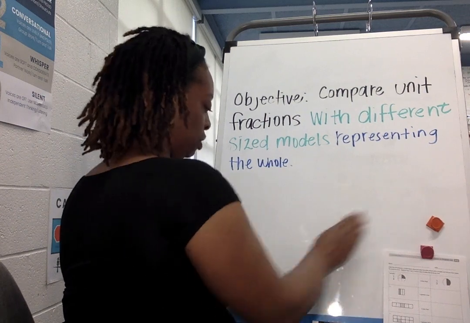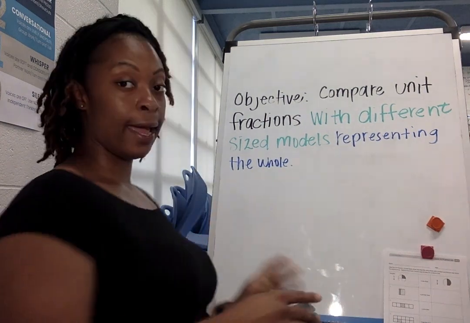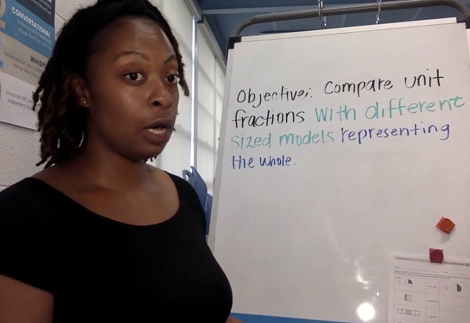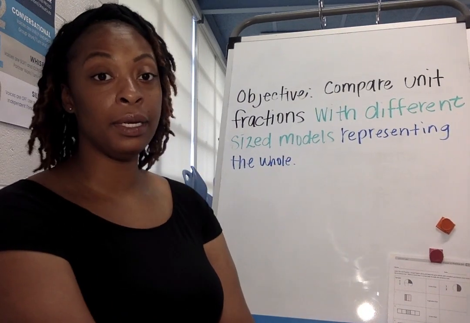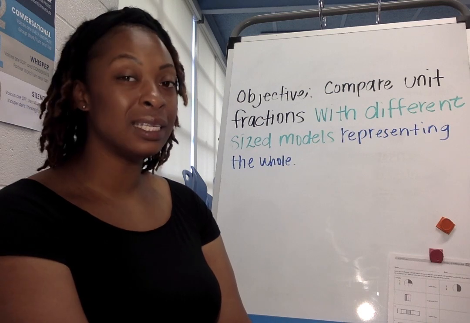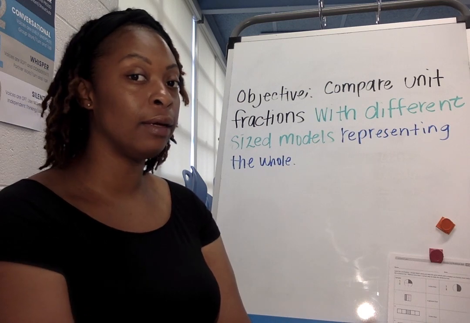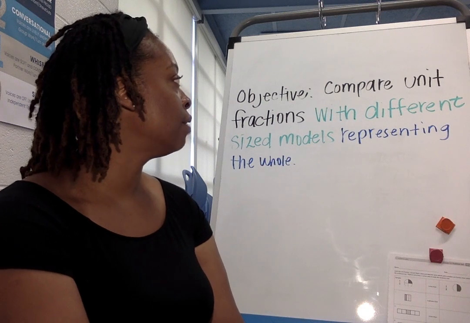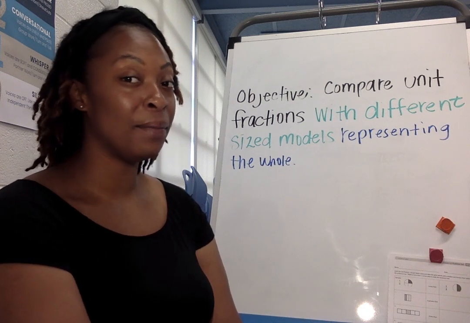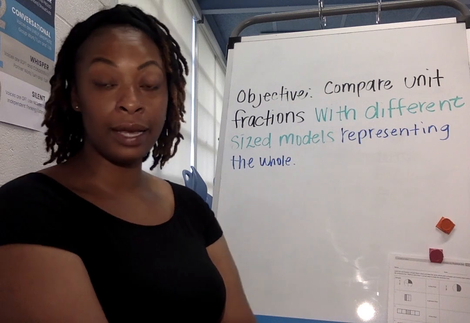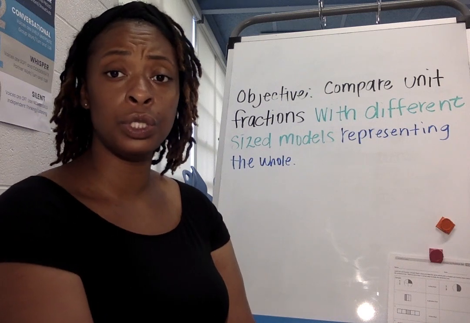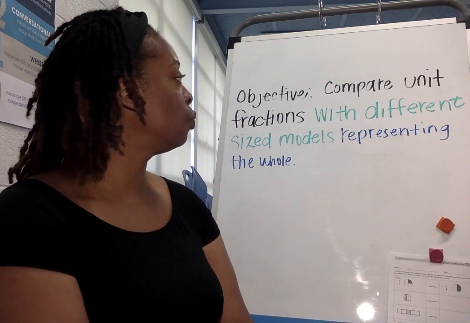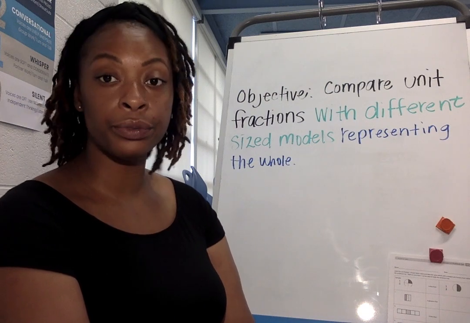And I have written my objective again up here today to make sure that you all understand what we are doing today. So I have written them in my objective statements in different colors, so we could break it down into three different parts. So first you have compare unit fractions. We know what that means. We did that last class. We looked at different fractions and determined which one was larger, which one was smaller. Okay? In green it says with different size models.